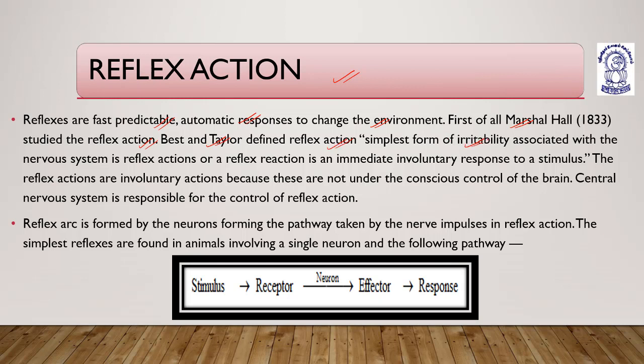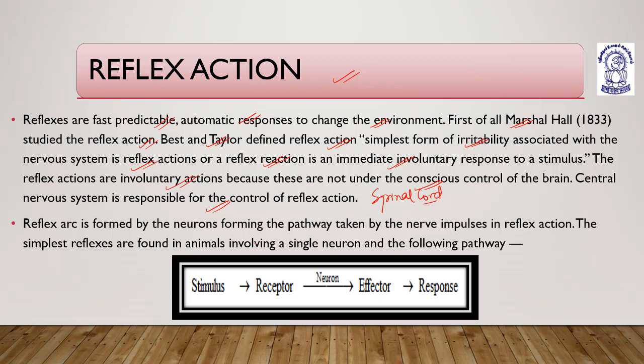The simplest form of irritability associated with the nervous system is called reflex action or reflex reaction. It is an immediate, involuntary response to the stimulus. The reflex actions are involuntary actions because these are not under the conscious control of brain. Central nervous system is responsible for the control of reflex action, especially the spinal cord.